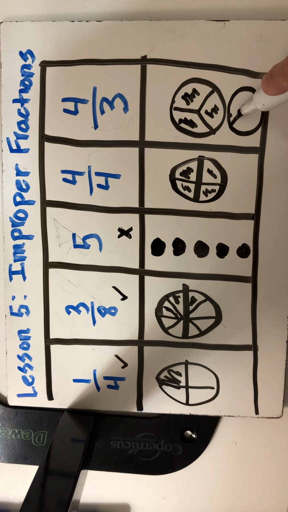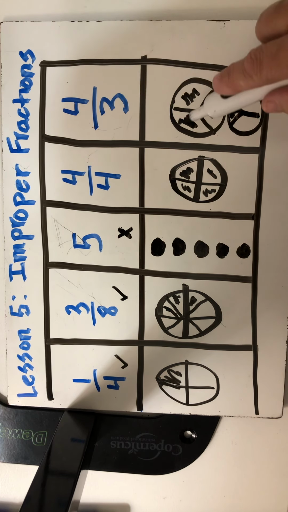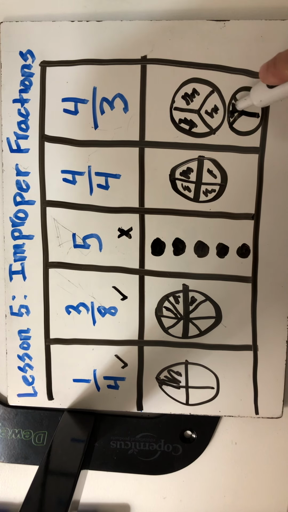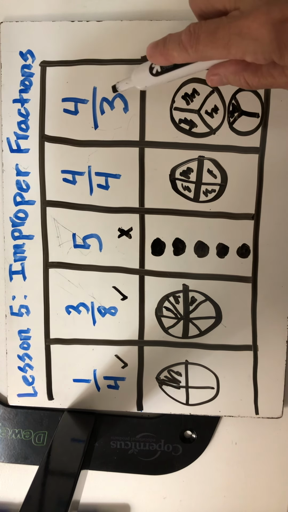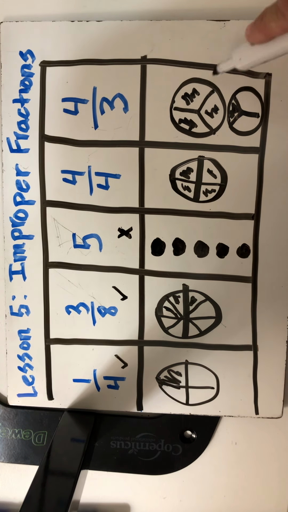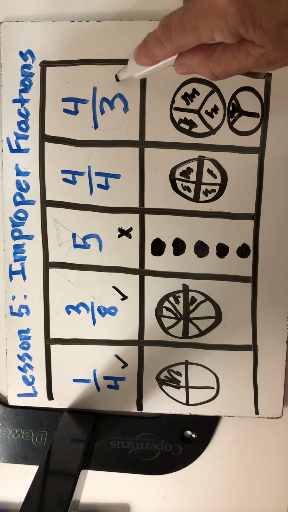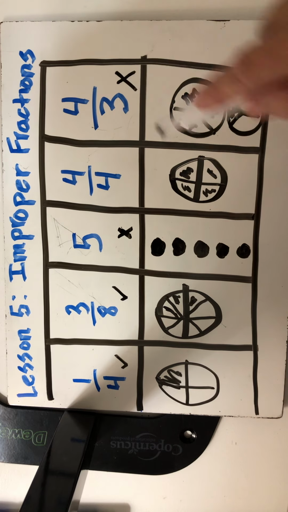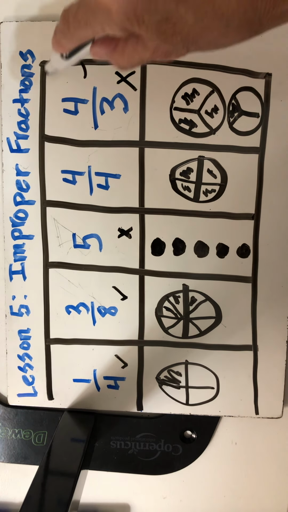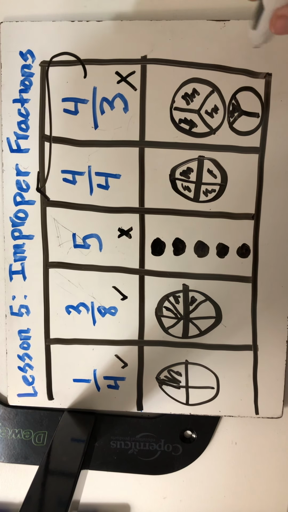Divide it into thirds, and I'm going to circle 1 of them. Let's count the thirds to make sure we have 4. 1, 2, 3, 4. Yes, my picture shows me that I have 4 thirds. 4 of the 3, which doesn't sound right, does it? But it's really telling me I have 4 thirds. So this is the one that is not a proper fraction. We call this one an improper fraction. There is more than a whole there.